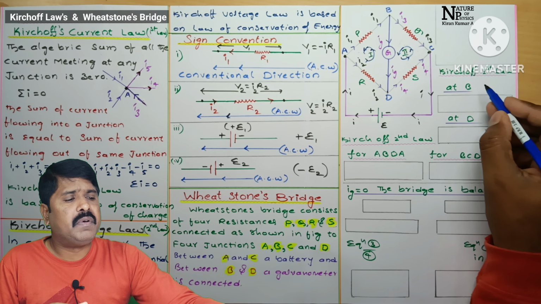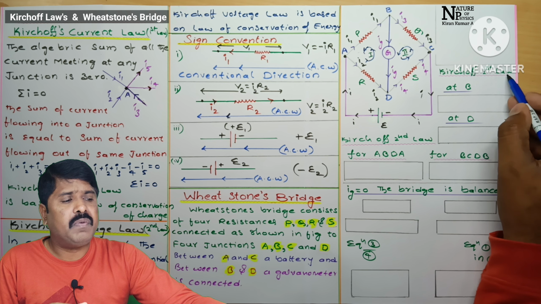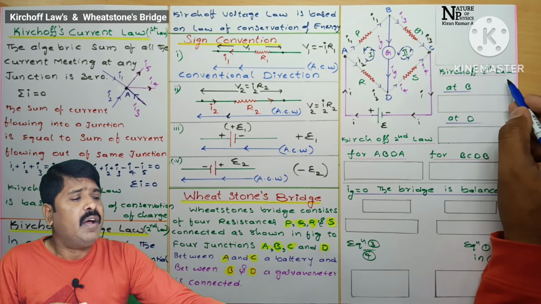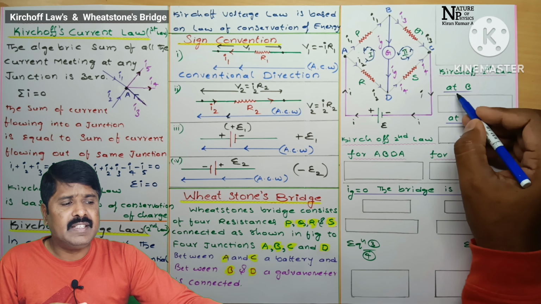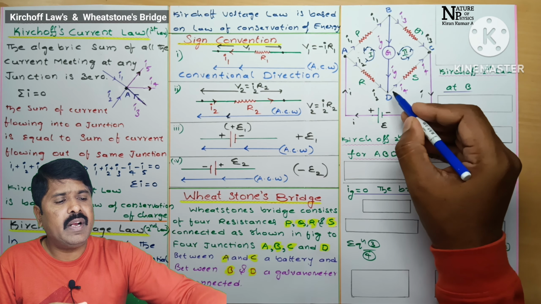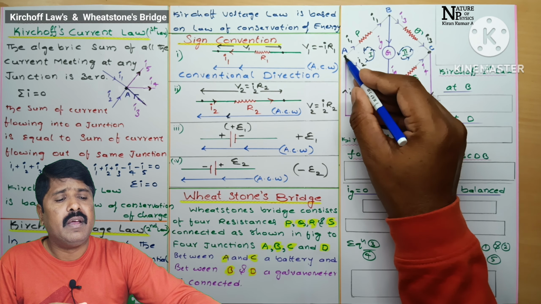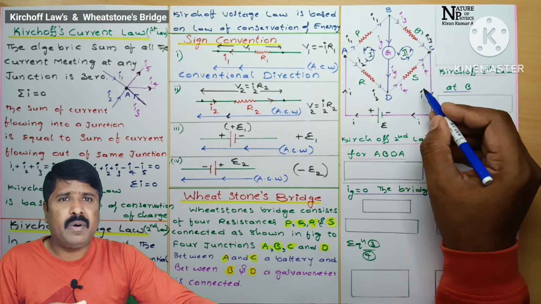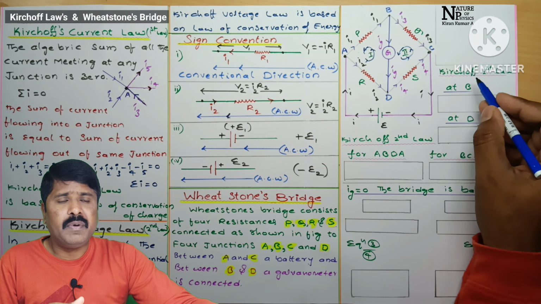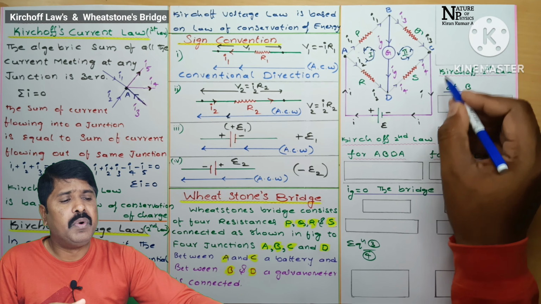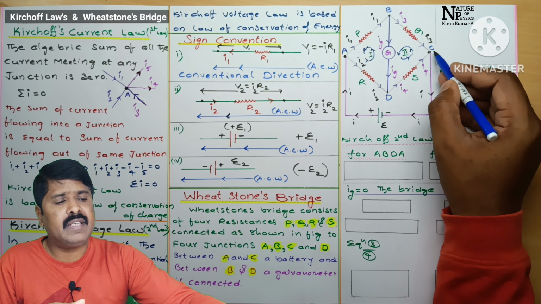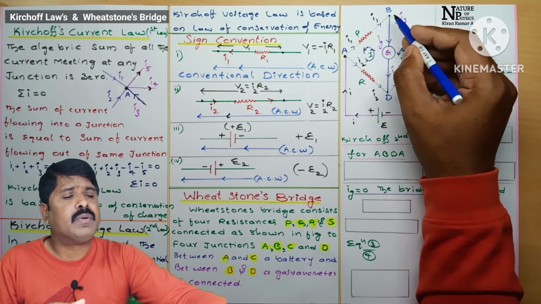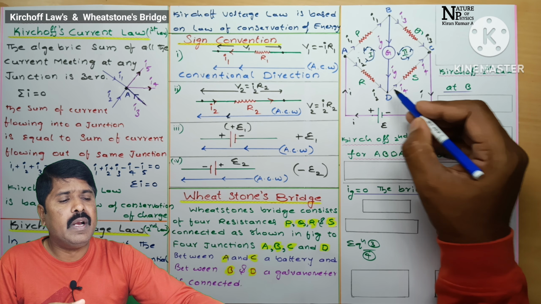Okay, so here first I am going to apply Kirchhoff's first law, that is the junction law. How many junctions are we considering? B junction and D junction. Across A and C the battery is connected, so there is no need to consider them because there are only input and output connections across A and C. So, students, only junctions B and D are considered.